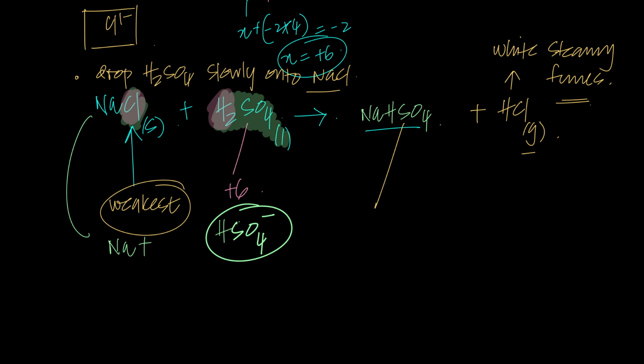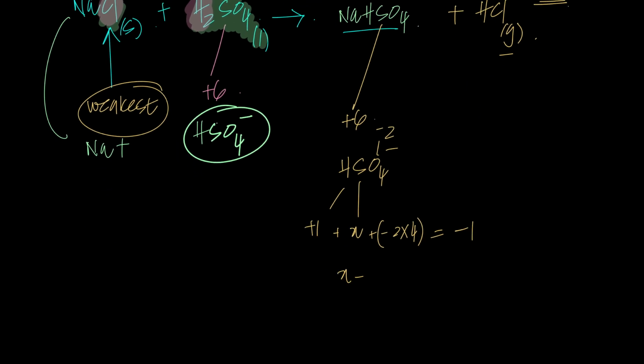And obviously, it's what? It's plus 6. HSO4 minus: hydrogen is plus 1, sulfur I don't know, oxygen is minus 2, minus 2 times 4. Add them together, it gives minus 1. So X minus 8 plus 1 equals minus 1. X minus 7 equals minus 1. X equals plus 7 minus 1, which equals plus 6.